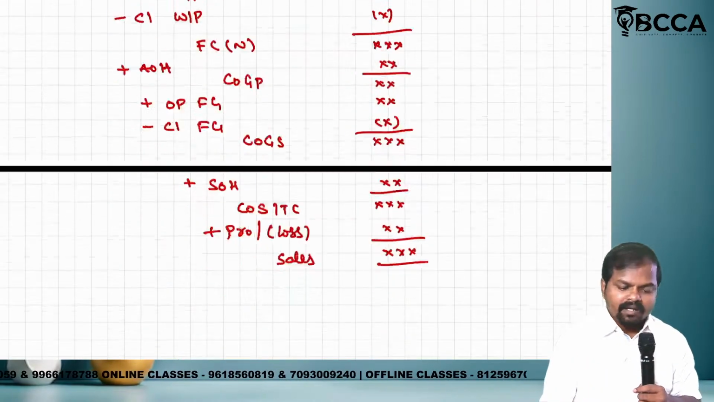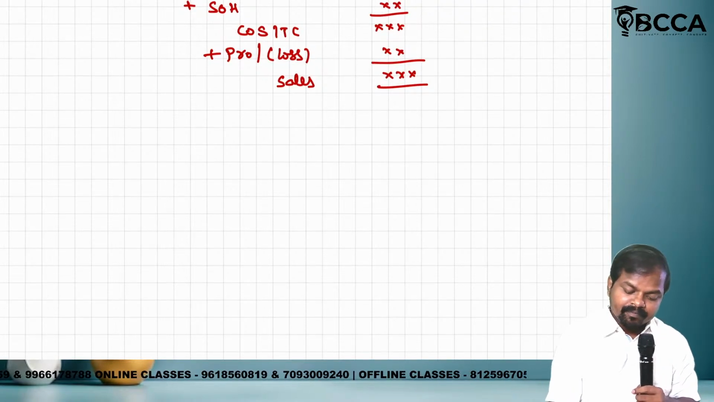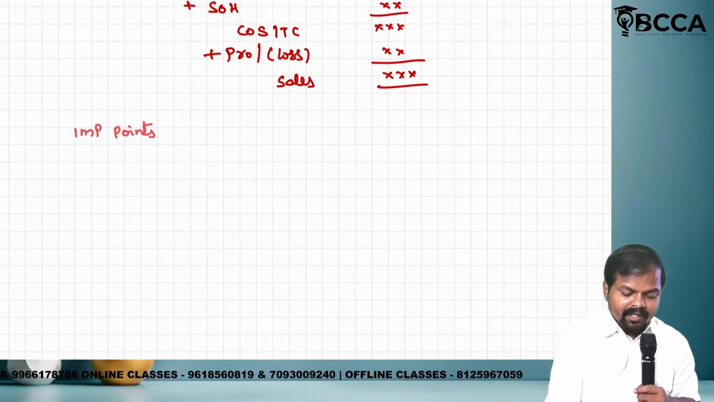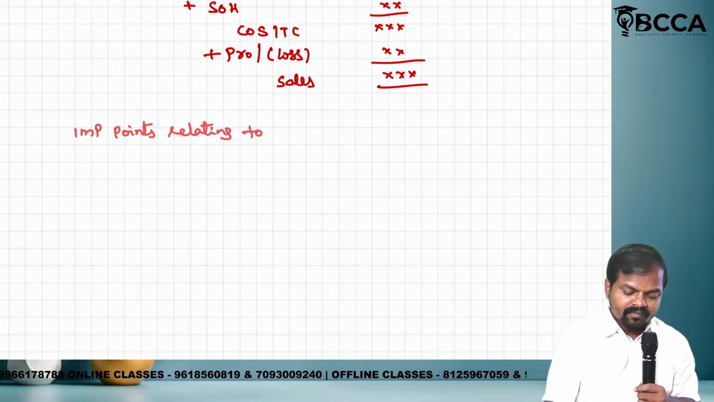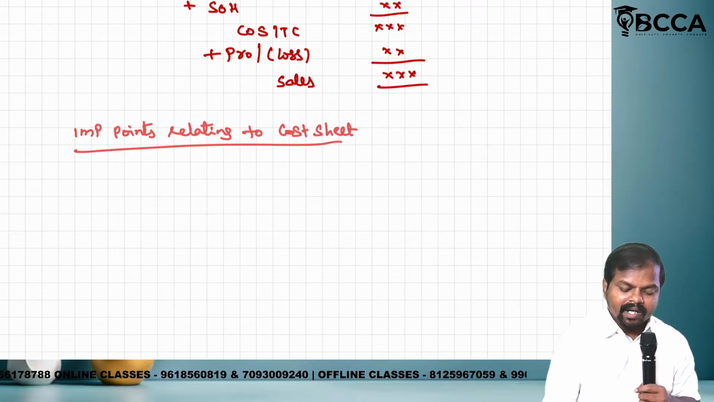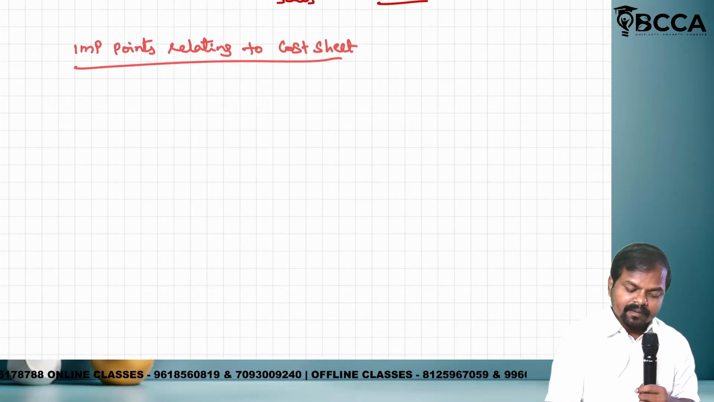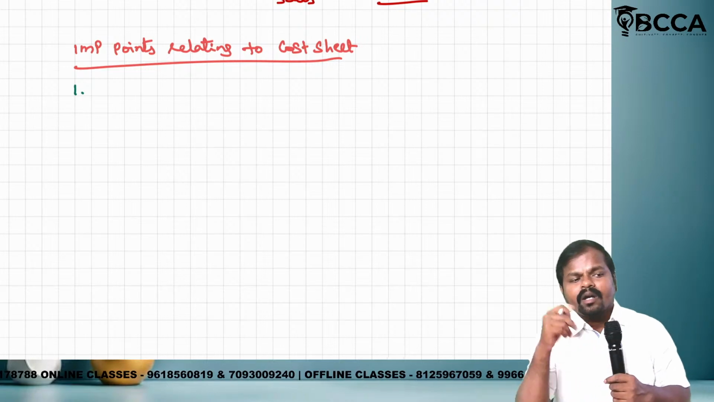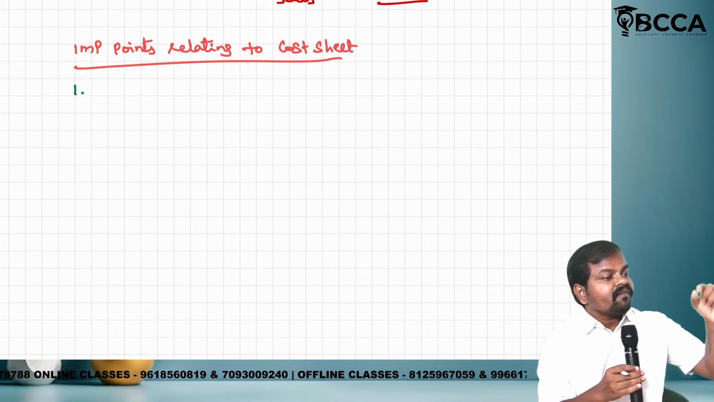Till now clear? Now listen. Important points. What points? Important points relating to cost sheet. Relating to what? Cost sheet. Listen. Point number 1. If you observe the cost sheet, what is the first line of the cost sheet?